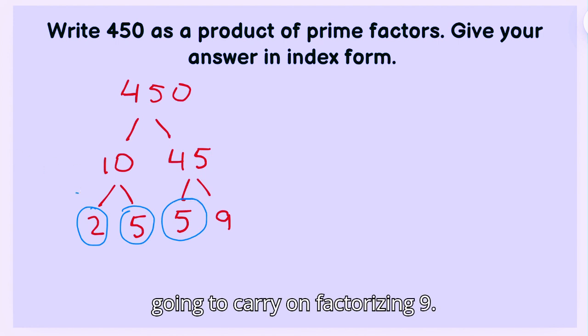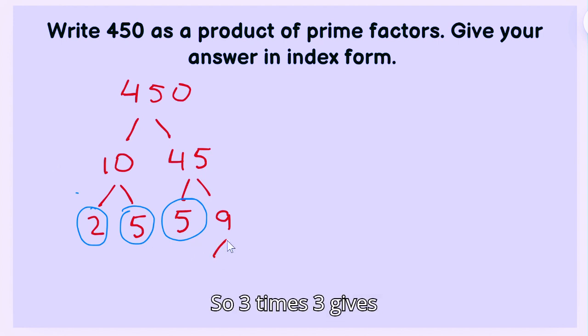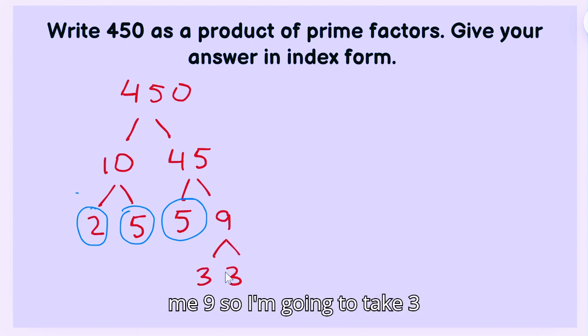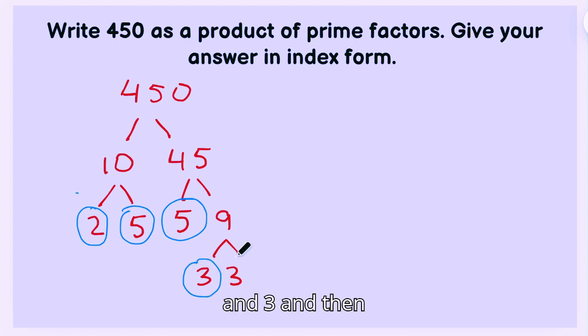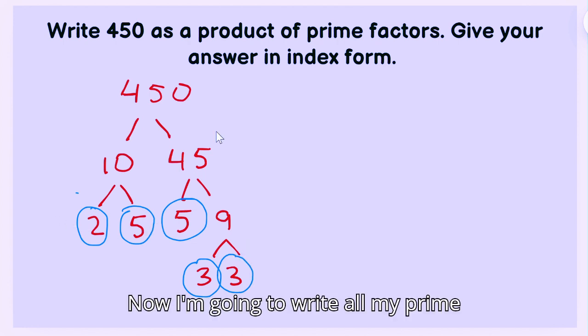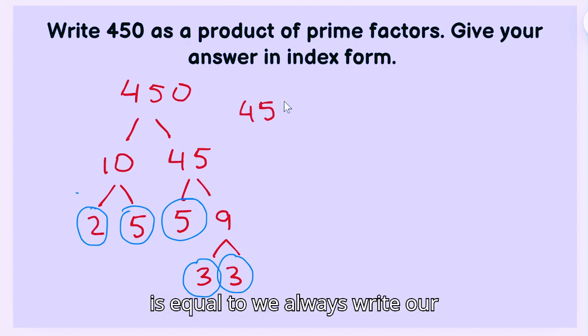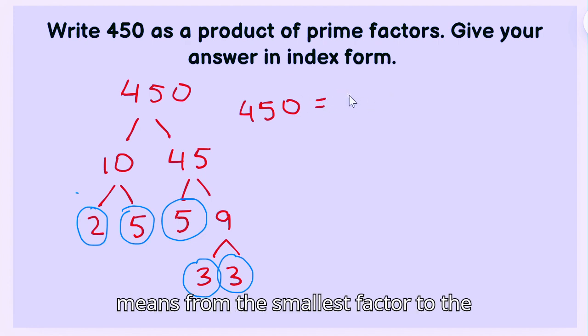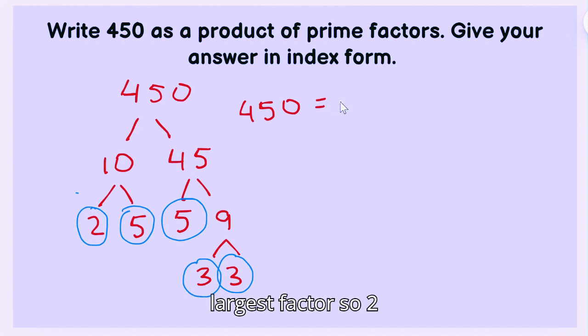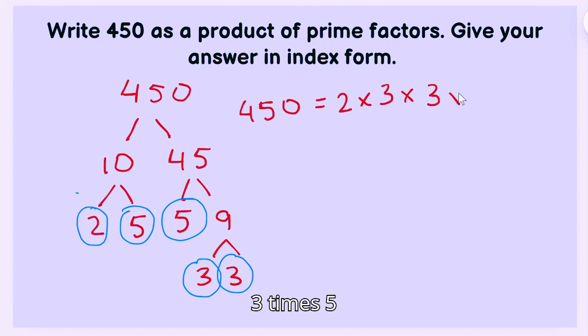Then I'm going to carry on factorizing 9. So 3 times 3 gives me 9. So I'm going to take 3 and 3. And then both of them are prime numbers, so I'm going to circle them. Now I'm going to write all my prime factors that I figured out. So 450 is equal to, we always write our prime factors in ascending order, which means from the smallest factor to the largest factor. So 2 times 3 times 3 times 5 times 5.